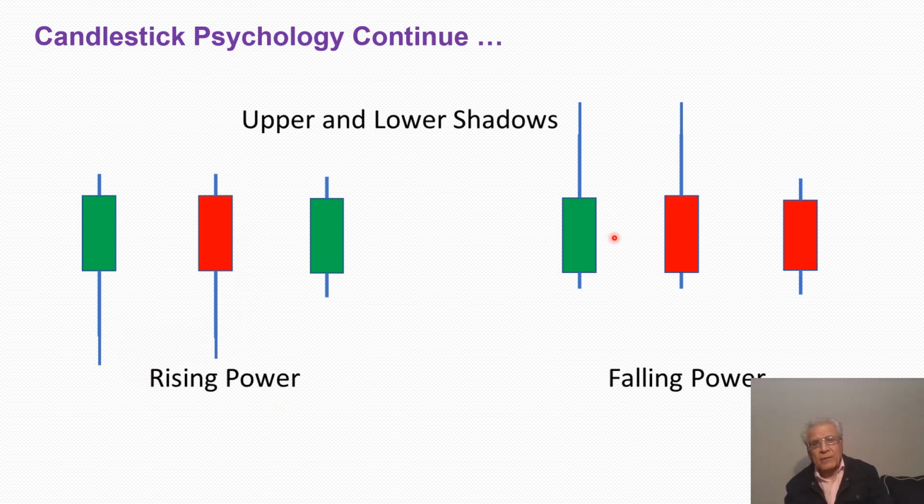This one, again, is bearish. The upper and lower shadows are the same. And for these two, the body is below the midsection of the total length. So by itself, that is a bearish pin bar and considered a falling power. So that is again the psychology of candlestick.